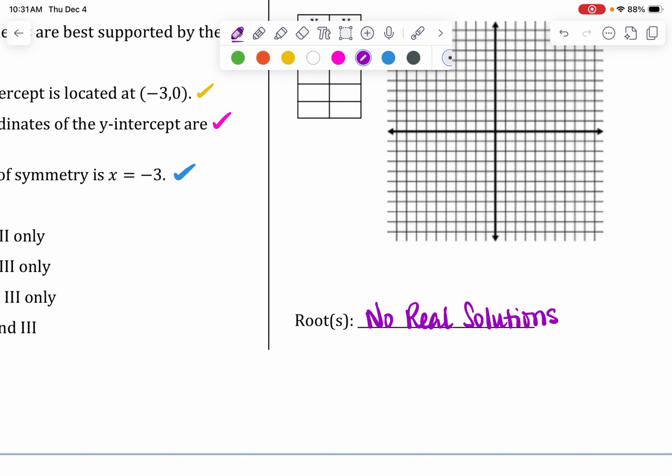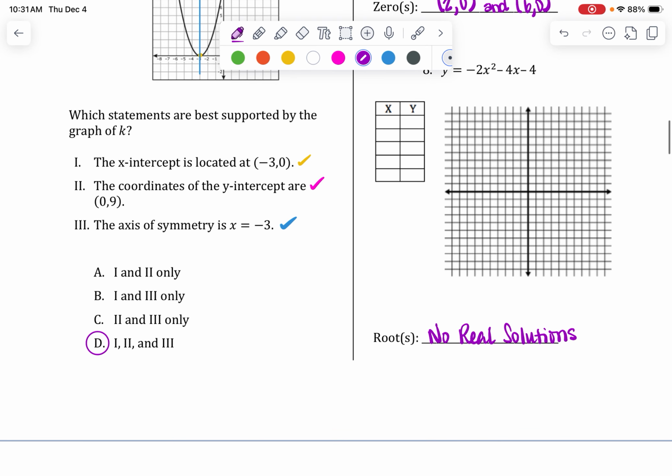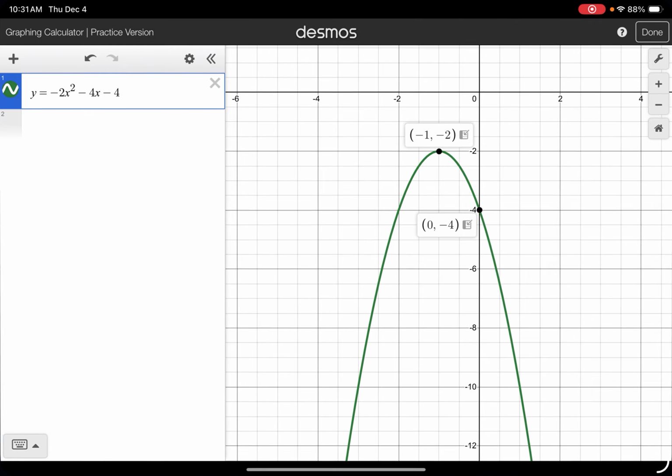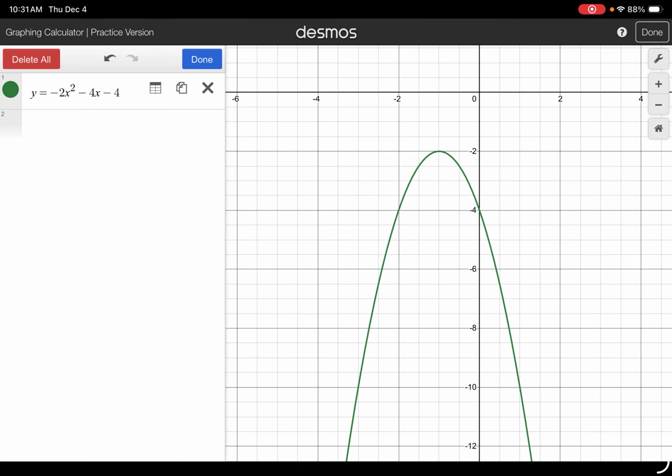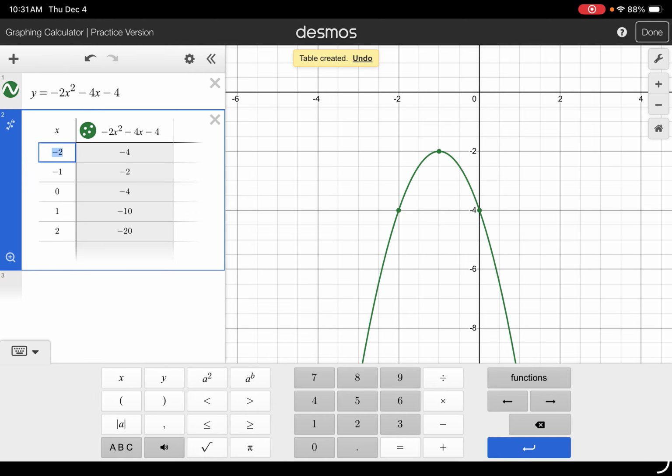Okay, it does have solutions, but we've talked about this. They're imaginary, and that's something you'll learn in Algebra 2. I do still need to create the graph, so I'm going to go back here. Sorry, I'm going to go look at my table for this guy. So let's see, -2, -4, and then we have our vertex at -1, -2, and then we have 0, -4.